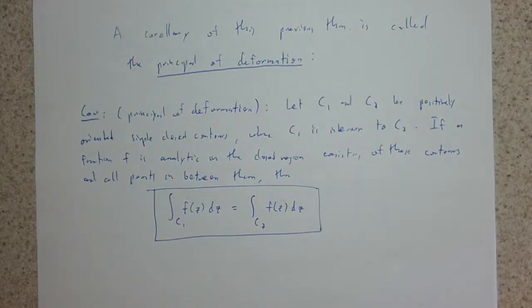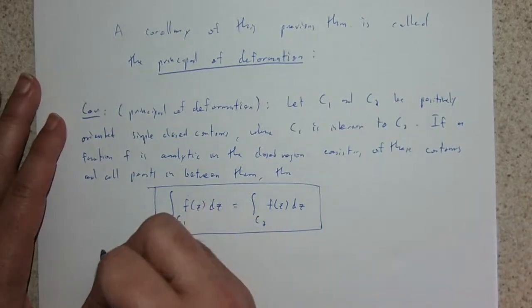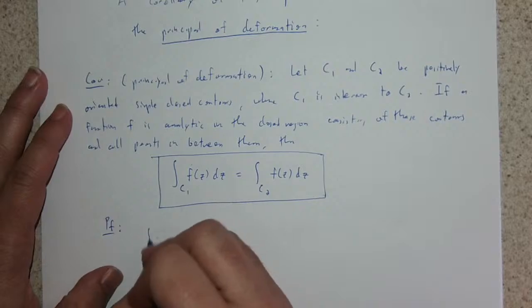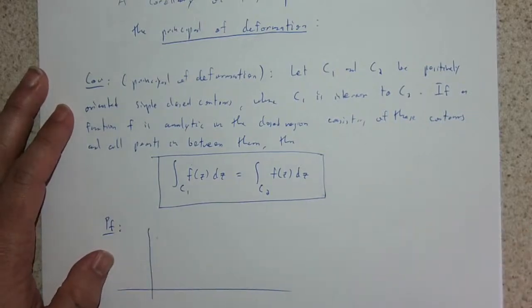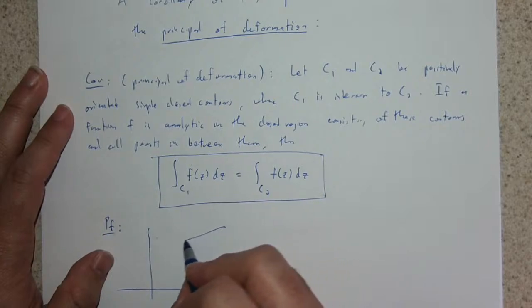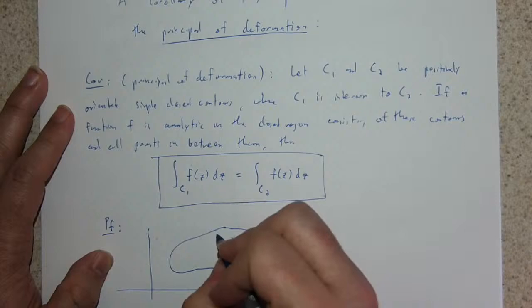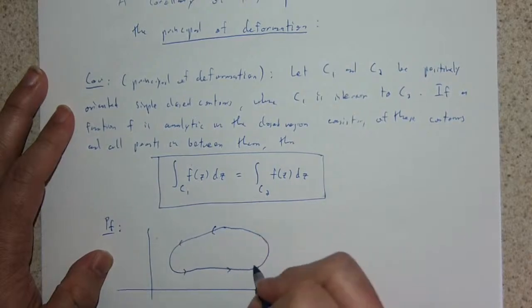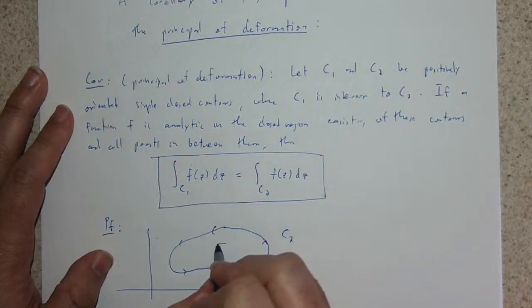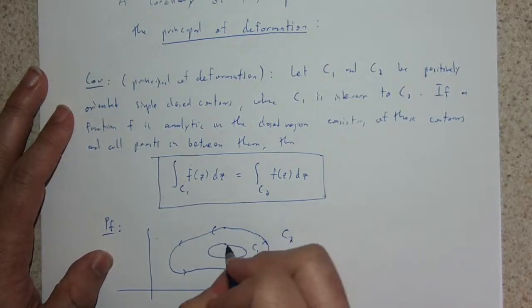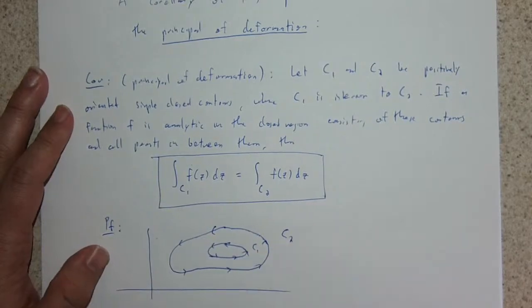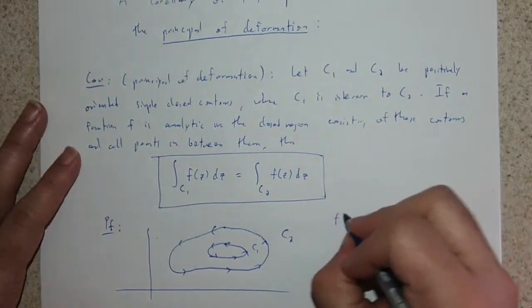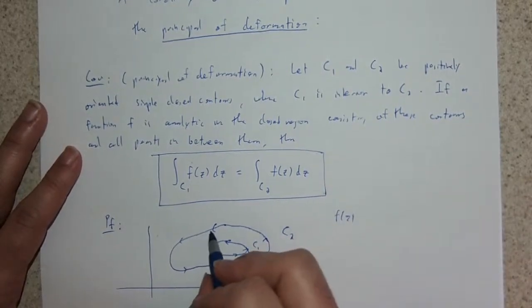Why does this work? So, quick proof. Let's draw a picture. We have an outer contour, C sub 2, positively oriented, so it's counterclockwise. So this is our C sub 2. We have an interior contour, C sub 1. It's also positively oriented. We have a function f of z, and this function is analytic on both of these contours and all points in between.